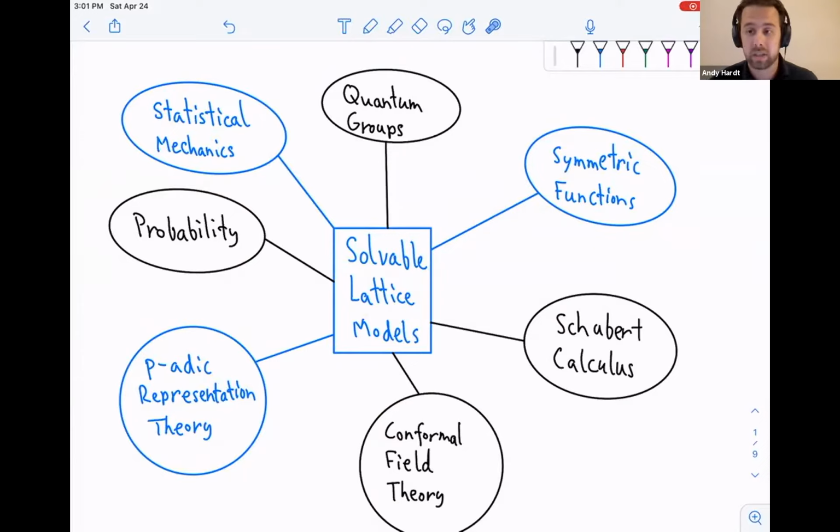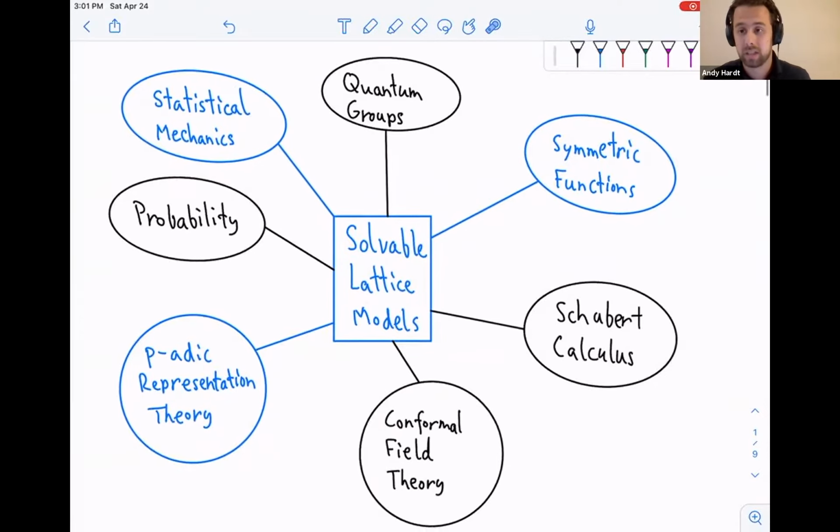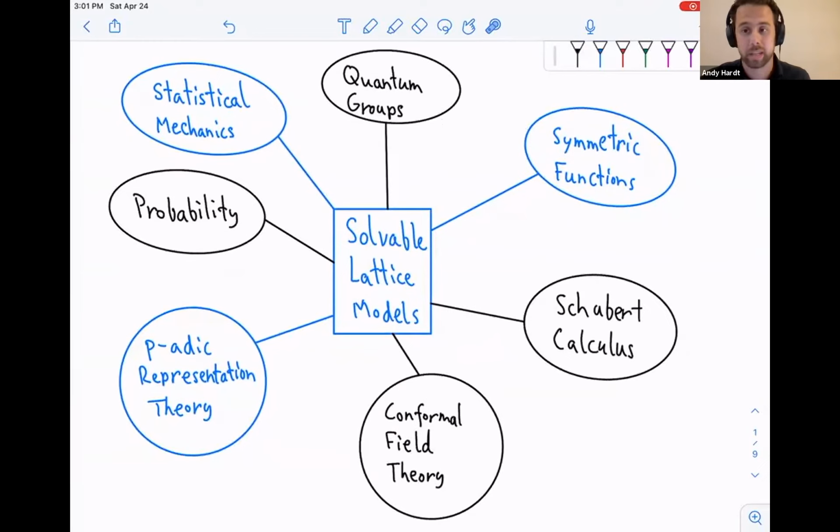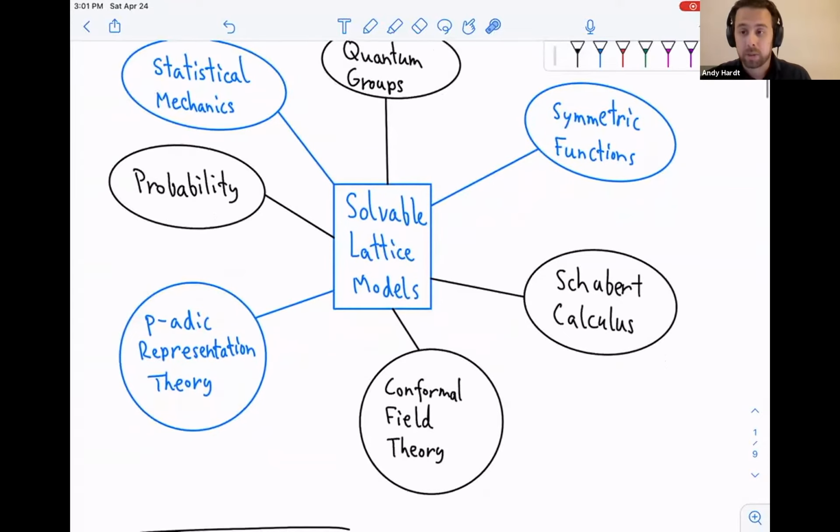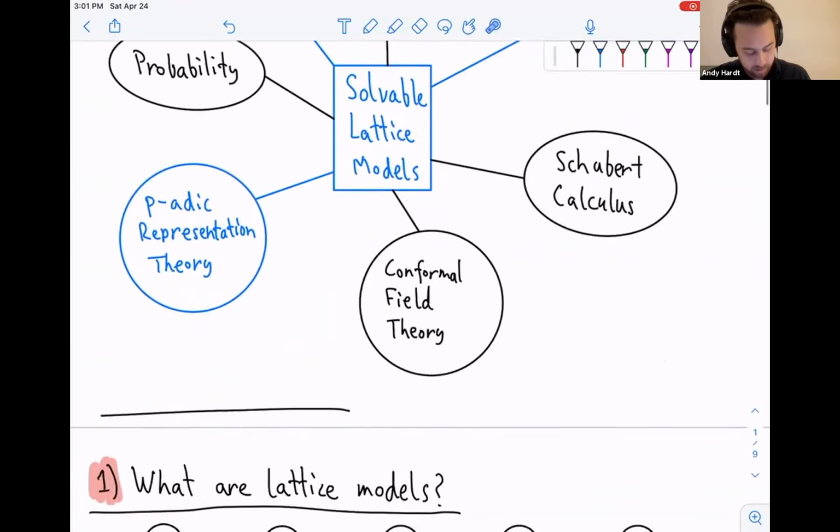And so we're going to, at least a little bit, just brush up against these circles in blue, and we're really going to leave the rest of them alone for now. But there are tons and tons of relationships between lattice models and other things. So if there's one thing you take away from this talk, I hope it's that lattice models are cool. So what are they?